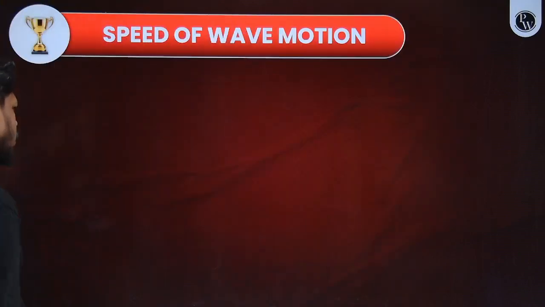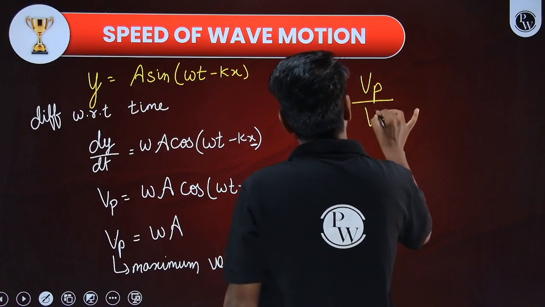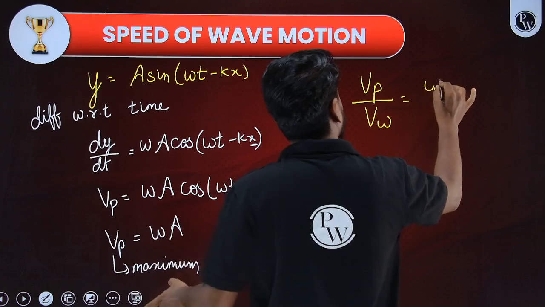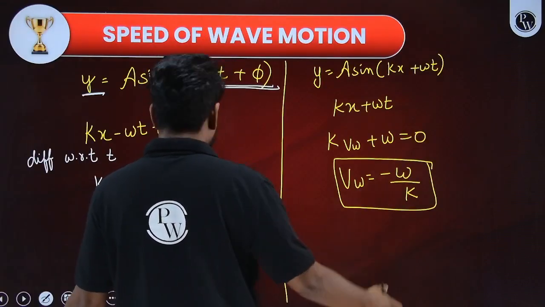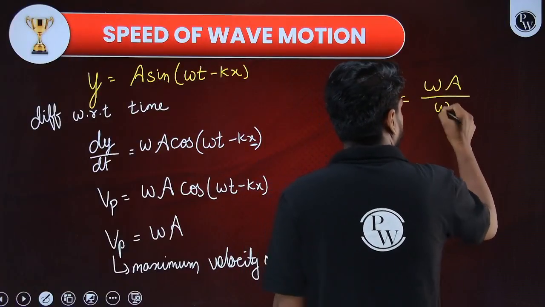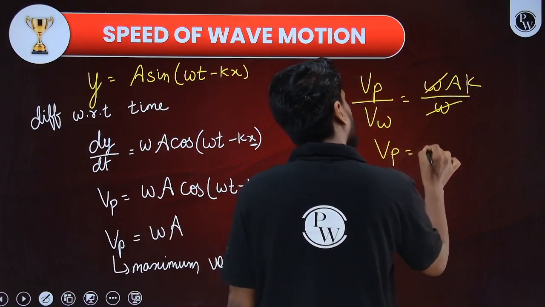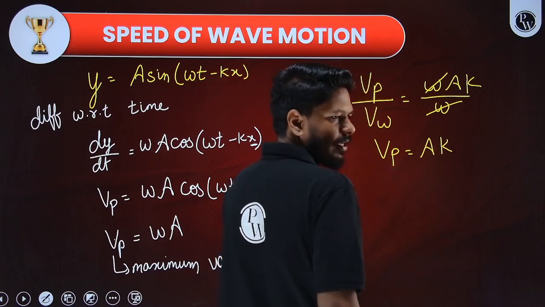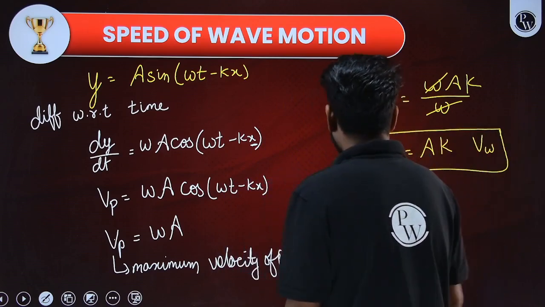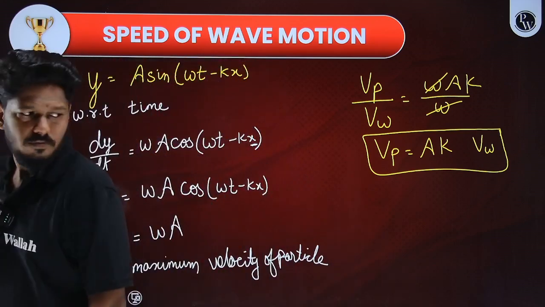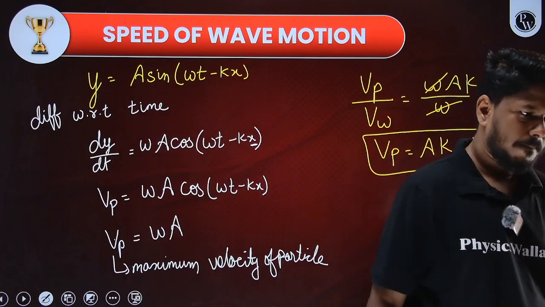Now if I divide velocity of particle by velocity of wave, what is velocity of particle? Omega a. What is velocity of wave? Velocity of wave is omega by k. So if I cancel it, I get velocity of particle is equal to ak times velocity of wave, right? These are few equations, okay? If you are going for examination purpose, then please just remember this, okay?